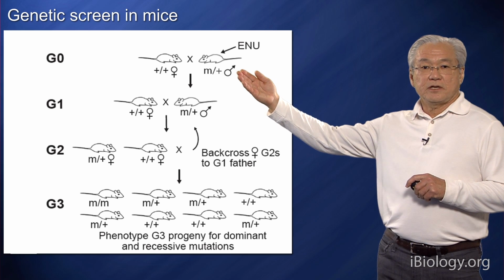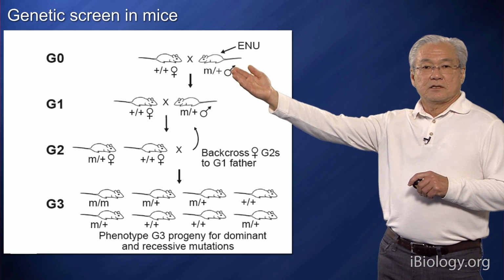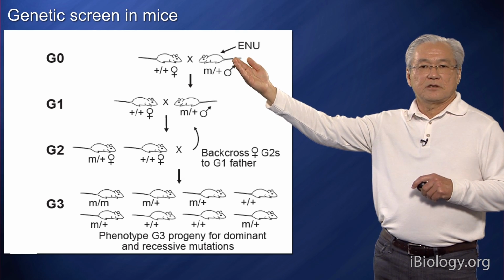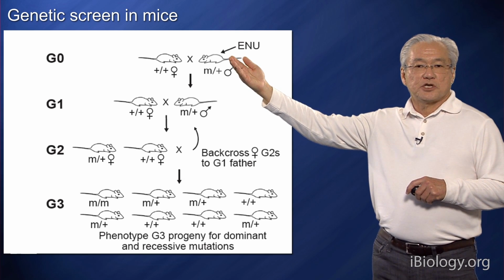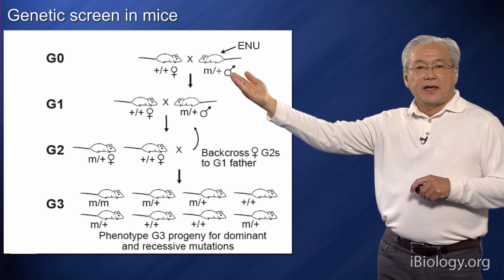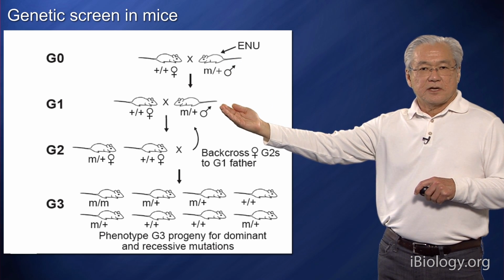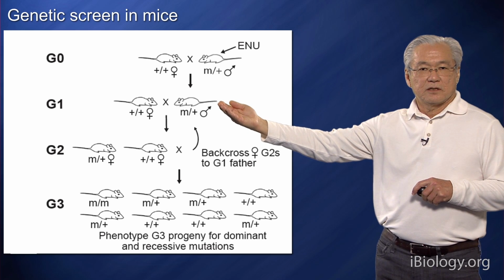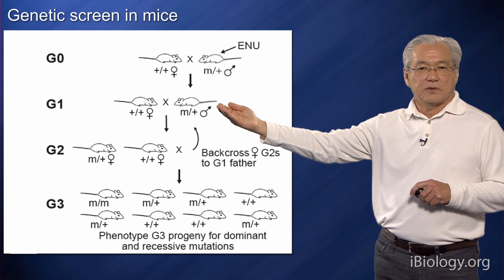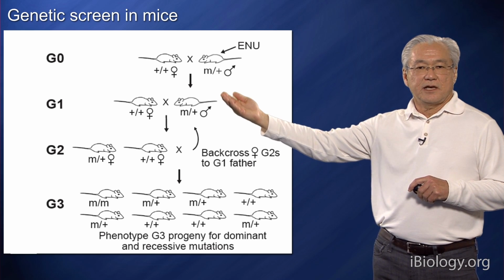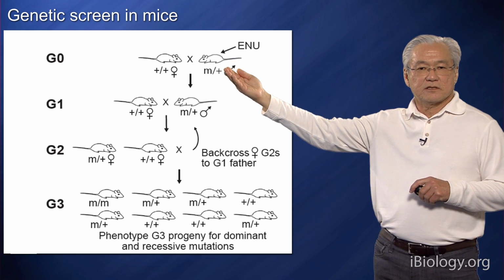And then that treated mouse is crossed to normal female mice in what we call the G0 generation. And these mice then produce a number of offspring that we call G1 or generation 1 mice. These mice are carrying mutations that they inherit from this treated mouse up here.